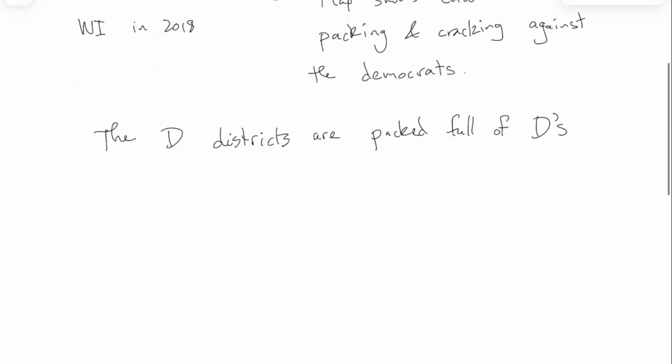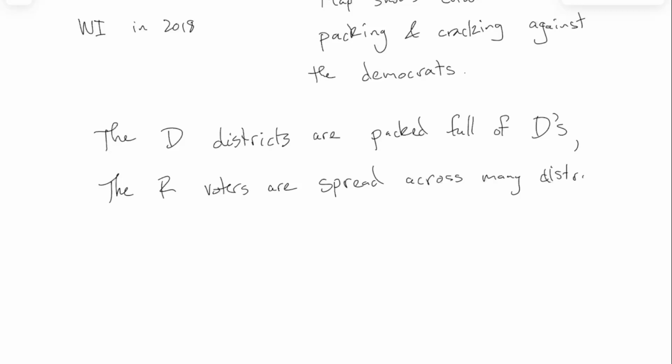So the D districts are packed full of Ds, and the R voters are spread across many districts. This allows the R voters to win more than they deserve, or more than their population would suggest is fair. So the R voters are spread across many districts to win more, right? But they pack all the Ds into just a few districts, so even though there are a lot of them, they can't win a lot of districts because they're all concentrated in those districts.